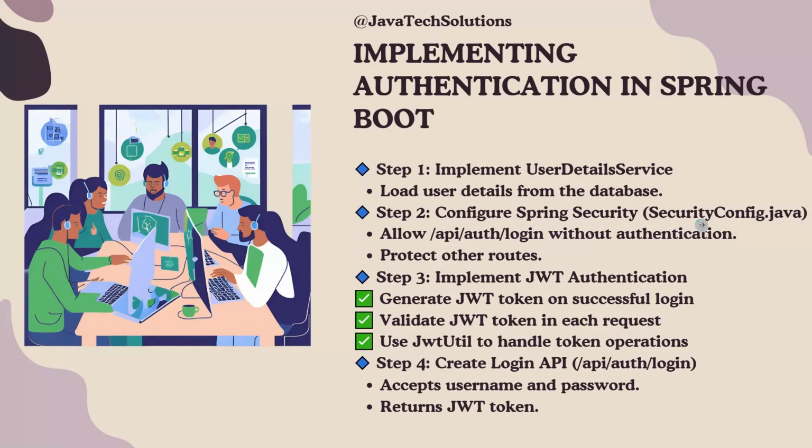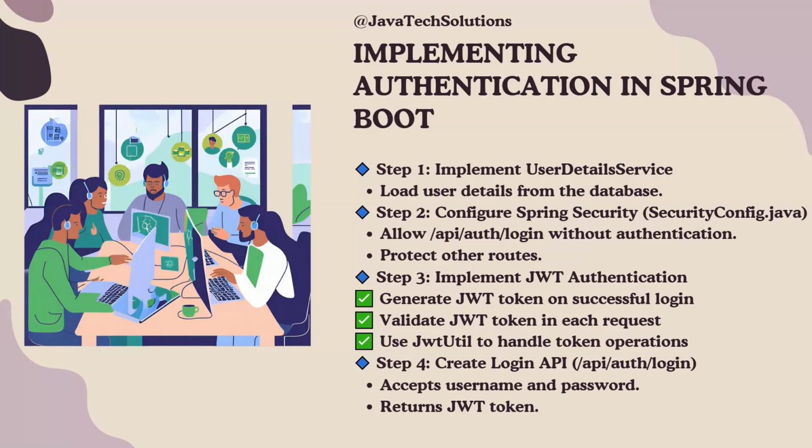Here in the SecurityConfig.java file we are going to define the security related configurations, where we are going to allow the API auth login without authentication, because it should be allowed before authentication, right? And then protect the other routes, like dashboard, user management, and reports, so those will be authenticated. Then step 3, we need to implement the JWT authentication.